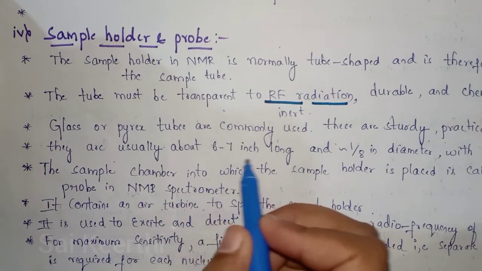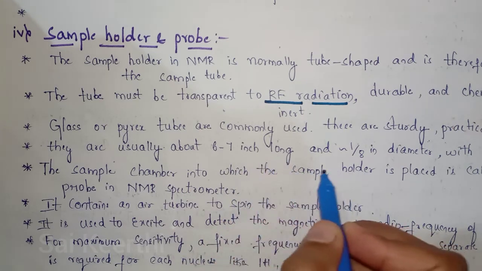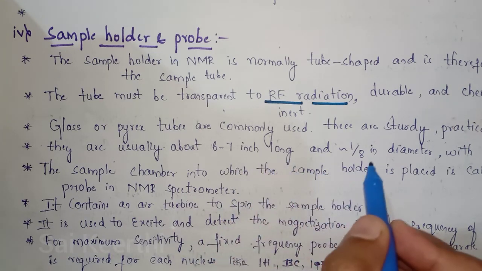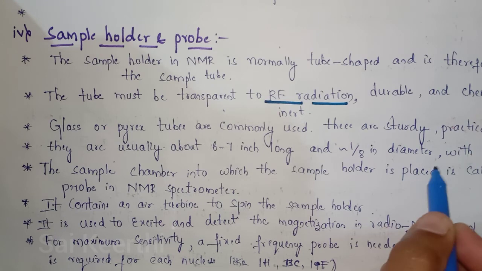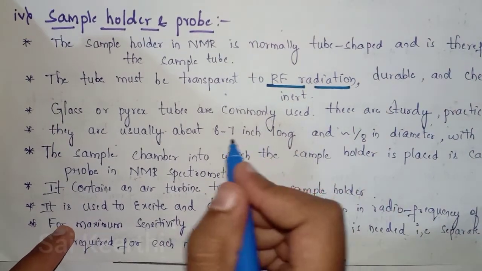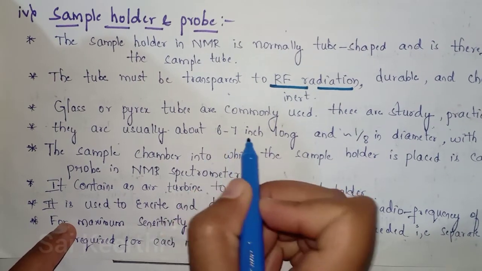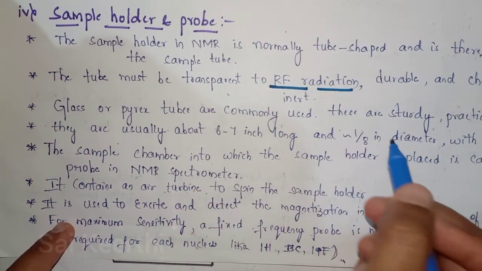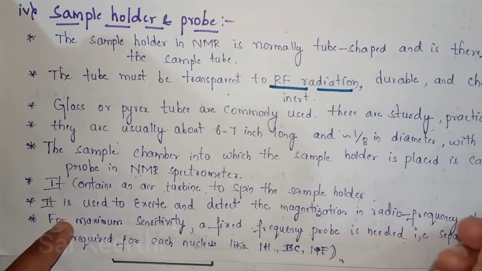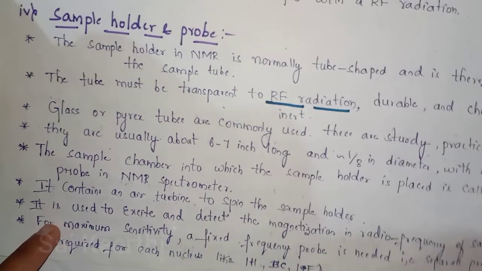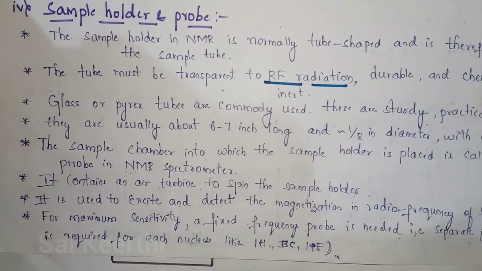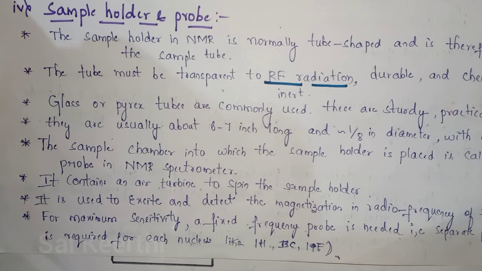That means they are well built, practical and cheap. They are usually about 6 to 7 inches long and approximately 1/8 inch in diameter, with a plastic cap. You have to remember this. That means the sample tube is 6 to 7 inches long and approximately 1/8 inch in diameter, having a plastic cap. So this is about the sample holder.